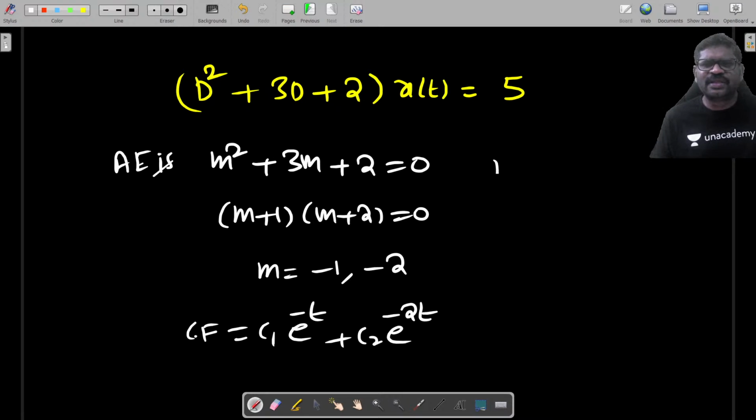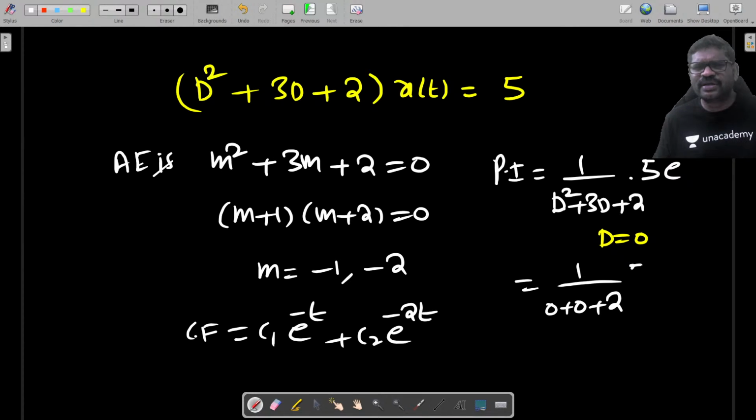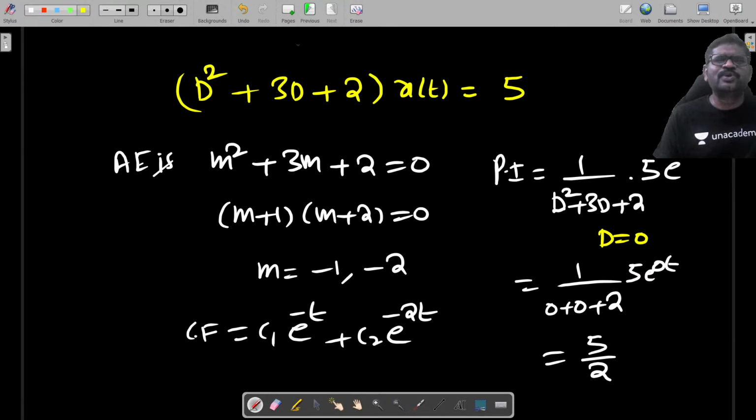Now, the particular integral is 1 by d square plus 3d plus 2 into 5. Whenever a constant term is given, you have to write constant into e power 0t. Replace d equal to 0. Then you will get 1 by 0 plus 0 plus 2, 5 into e power 0t. Finally, 5 by 2.